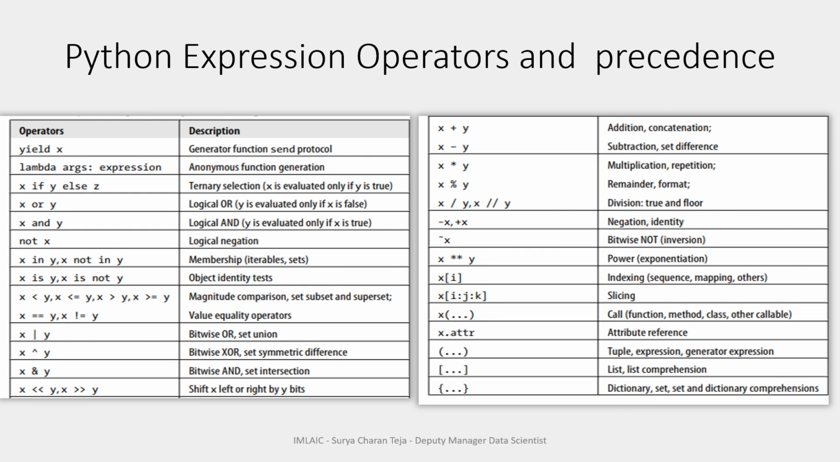Okay, and one more important operator is lambda. A lambda function is a small anonymous function. A lambda function can take any number of arguments but can only have one expression. We will look into that in the functions module. Don't worry about that.